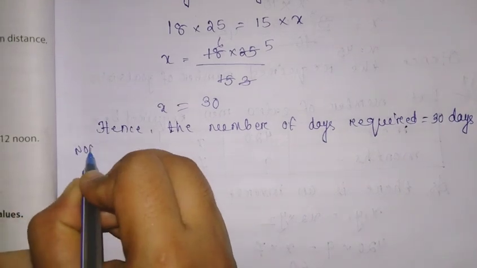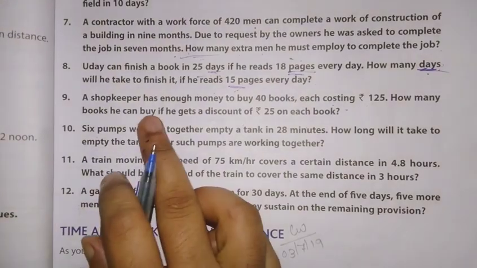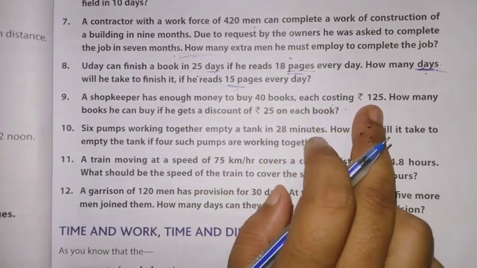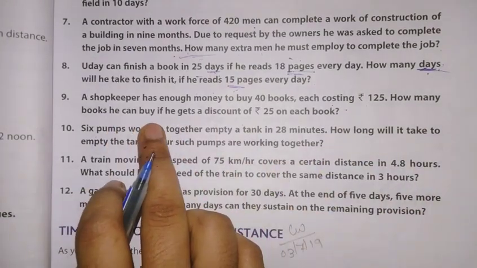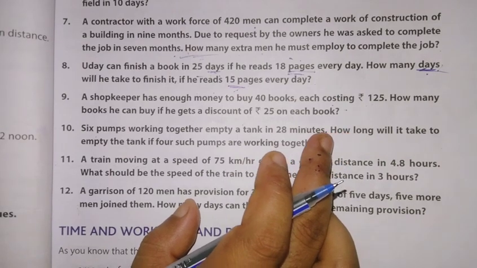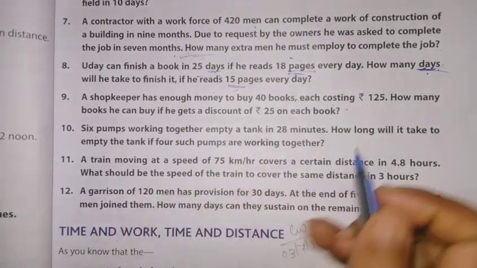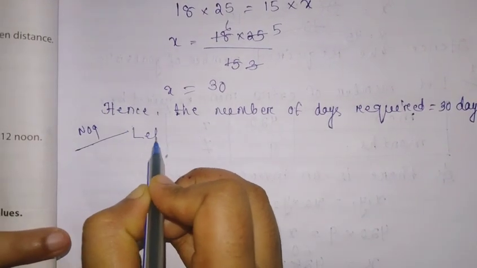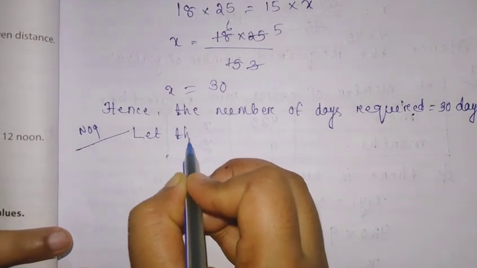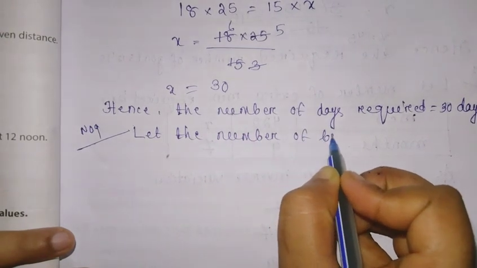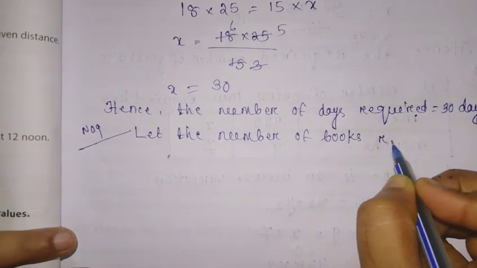Now we solve question number 9. A shopkeeper has enough money to buy 40 books, each costing 125. How many books can he buy if he gets a discount of rupees 25 on each book? Let the number of books required be x.